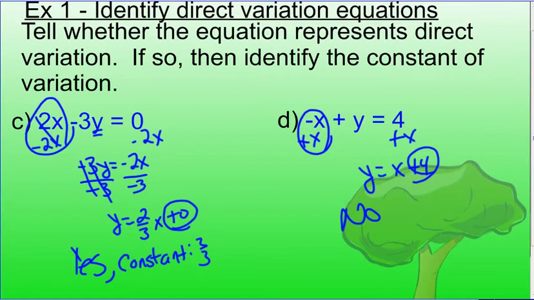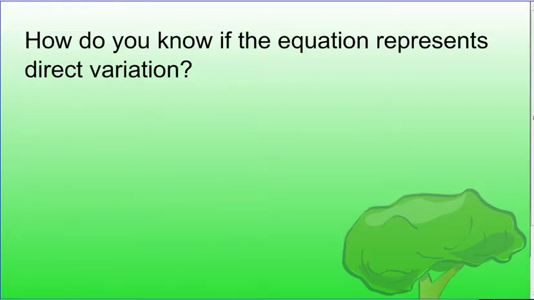So that's the first part of this lesson, which is just identifying if something is in direct variation and finding this constant of variation, which is the slope. Okay? Please answer this question in a sentence or so. How do you know if the equation represents direct variation? Think about it, write down your answer, pause the video. When you're ready to continue, hit play and we'll go through it together.